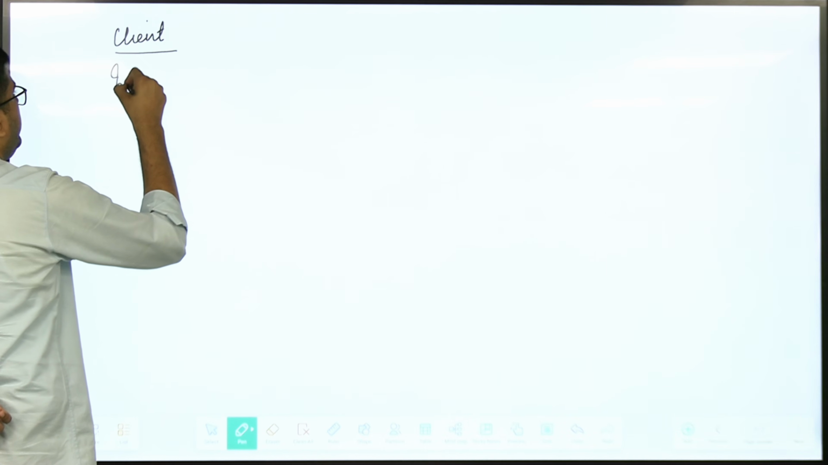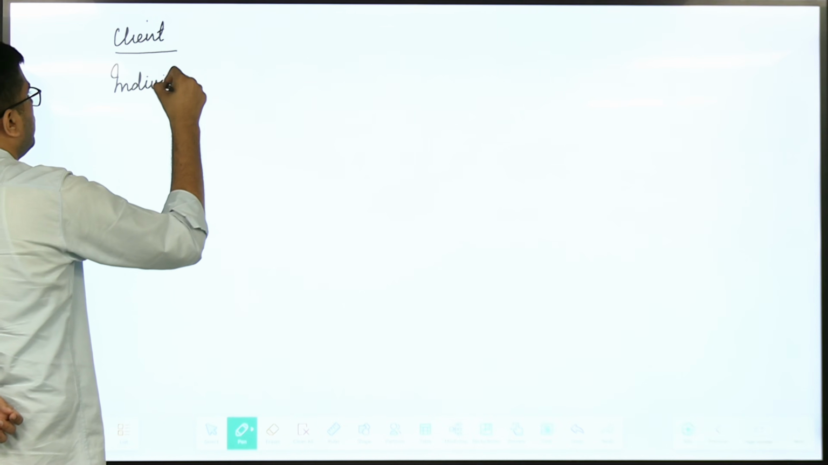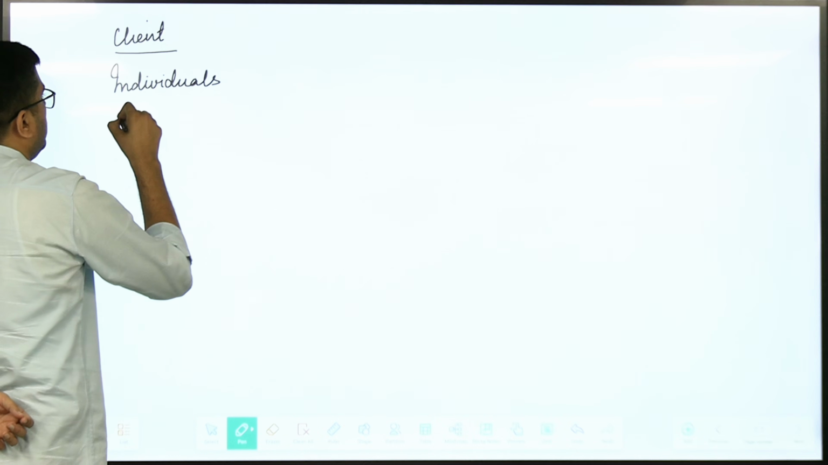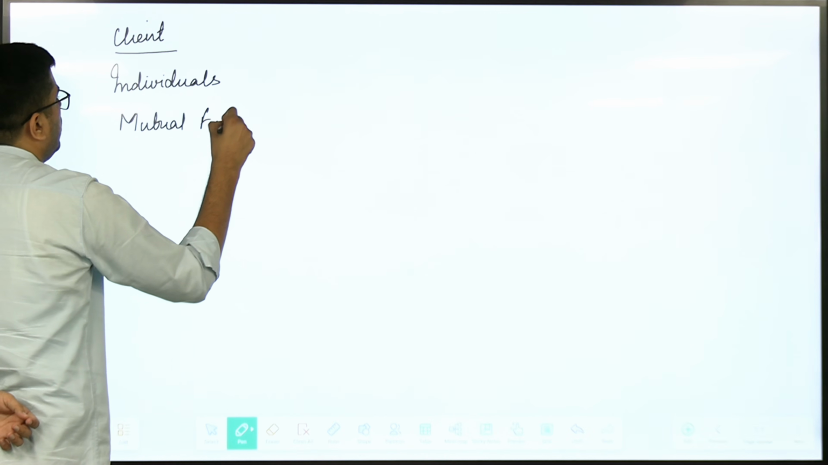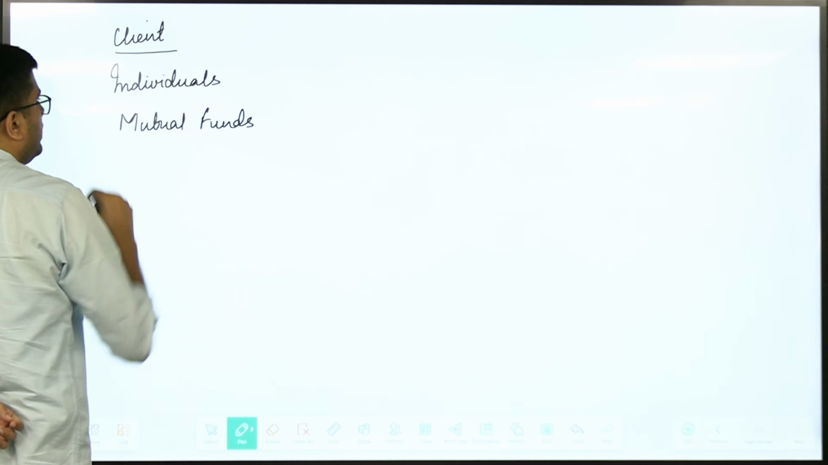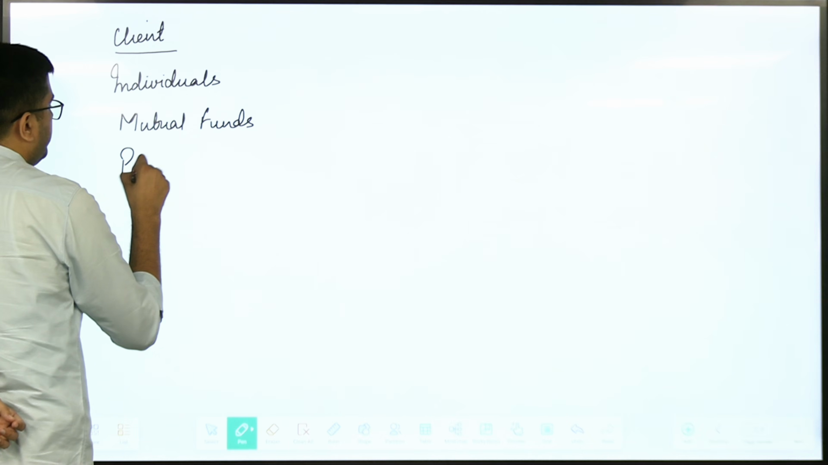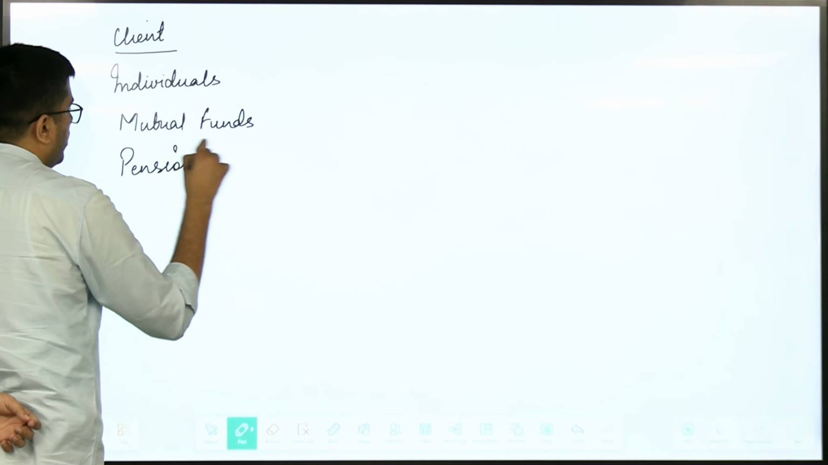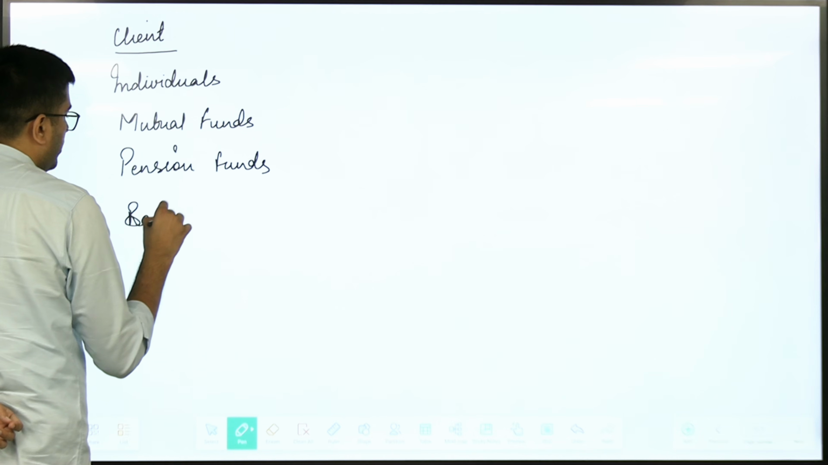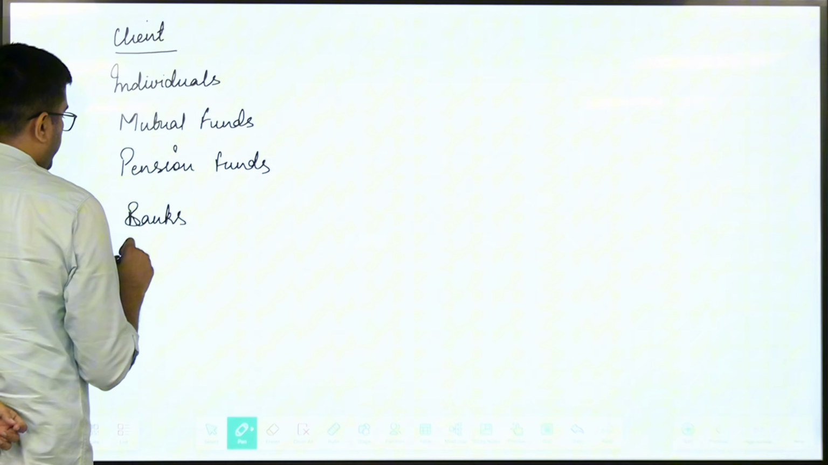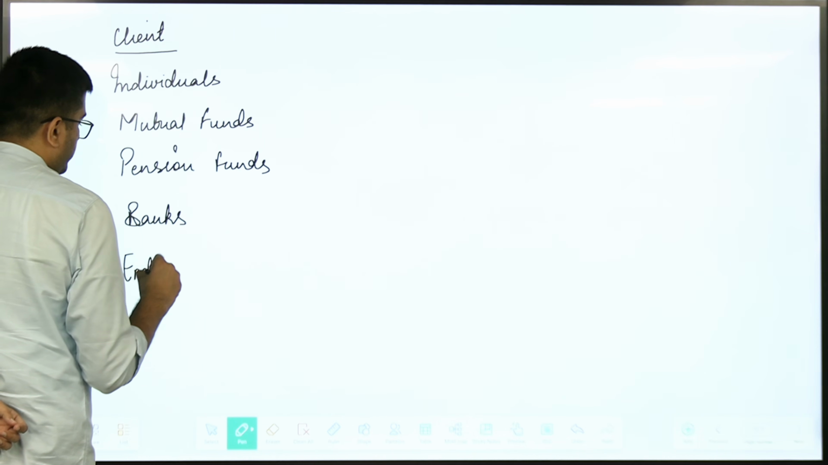we have individuals, we can have mutual funds, or you can even write the word pooled funds here. Then we can have pension funds. We can have banks. We can have endowments and foundations.